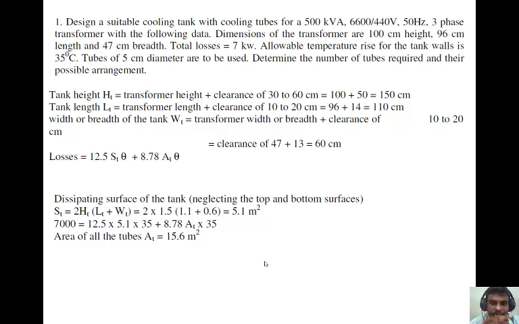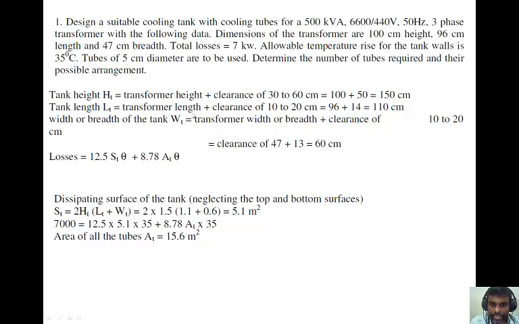So let us take the tank height first. Try to find the tank height: transformer height plus clearance. You can take the clearance between 30 to 60. Here I take 50. And transformer height is in the given data. The transformer height is 100 centimeters. So everything I solve in centimeters because the given is in centimeters. If you want to change into SI units, you may change. So 100 plus 50 equals 150 centimeters.